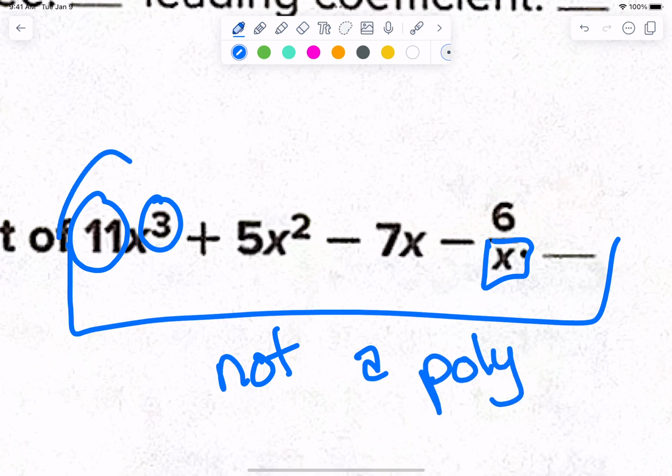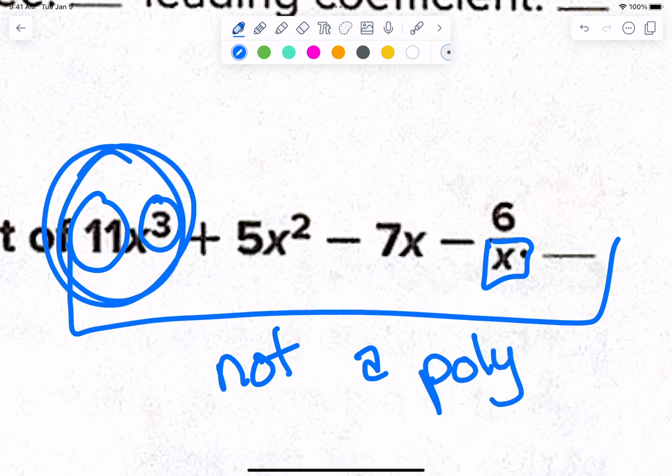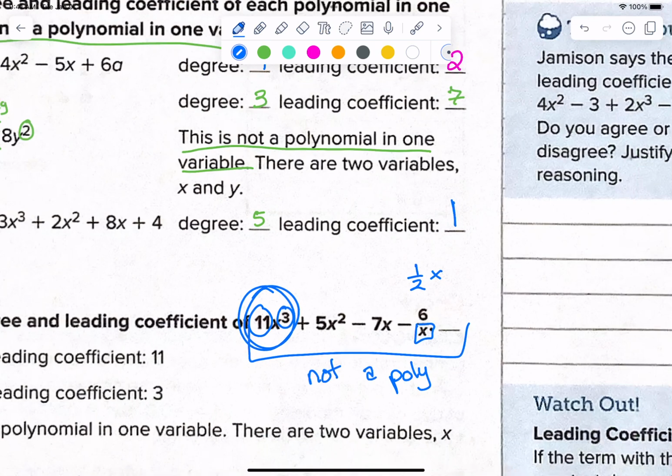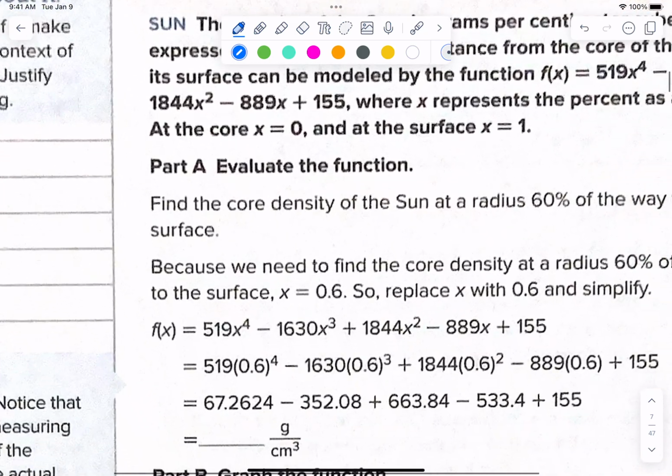If it was a polynomial, this would be my answer for it, right? But it's not a polynomial if the x is in the bottom. So I just want to make that clear. You cannot have an x in the denominator. That makes it not work. That's not to say I can't have fractions. I could have like 1/2 x, but I cannot have x in the bottom. Good? All right, let's move on.